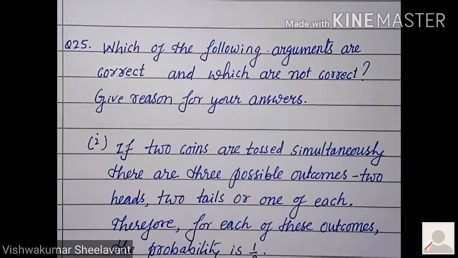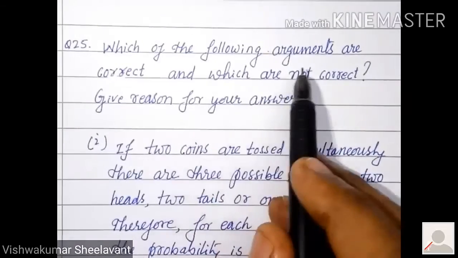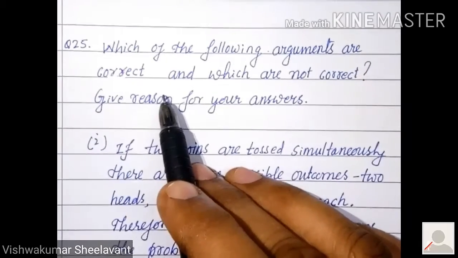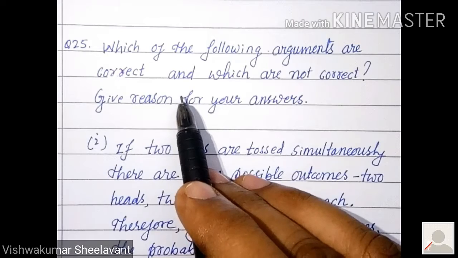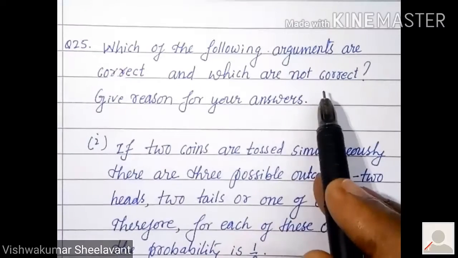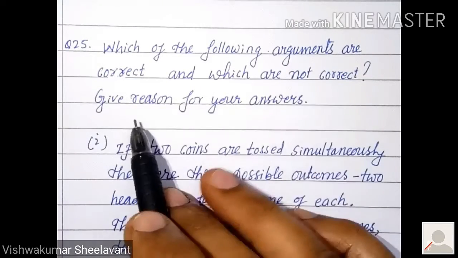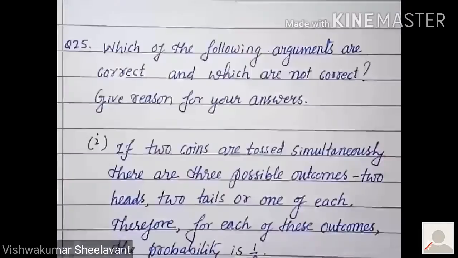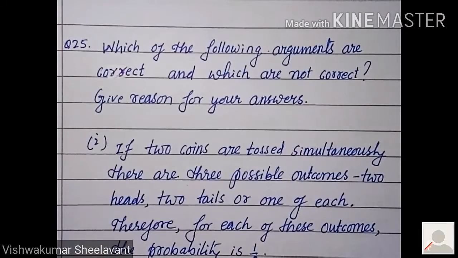So here is question number 25 now. Which of the following arguments are correct and which are not correct? Give reason for your answers.